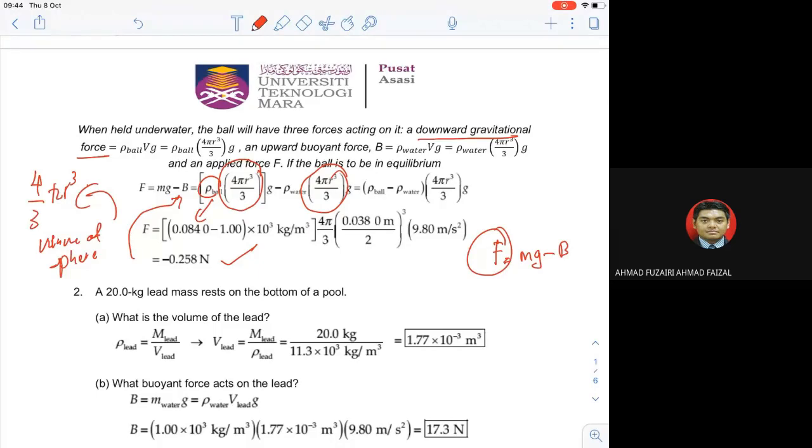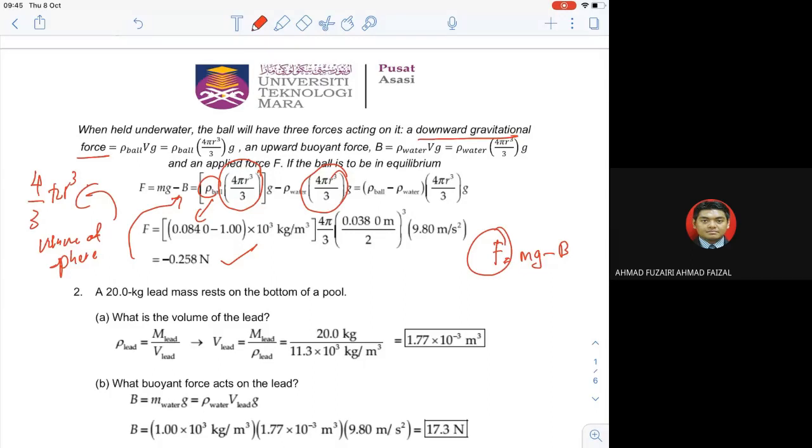Sebab daripada sini pun kita dapat tahu density of the ball is 0.084, okay, while density of the water is 1. So definitely density of water is greater than density of the ball. So sepatutnya bola ni akan terapung sebab density of the ball is less than density of the water.